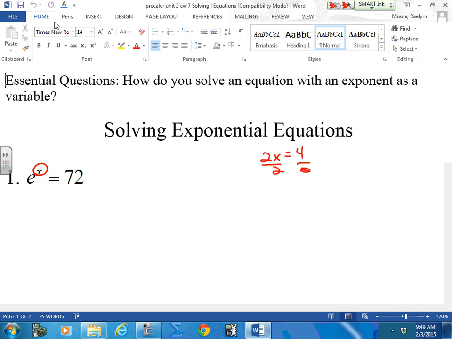So because this is base e, we have to use ln. So we put ln on both sides. We give logs to both sides. We take logs away from both sides.